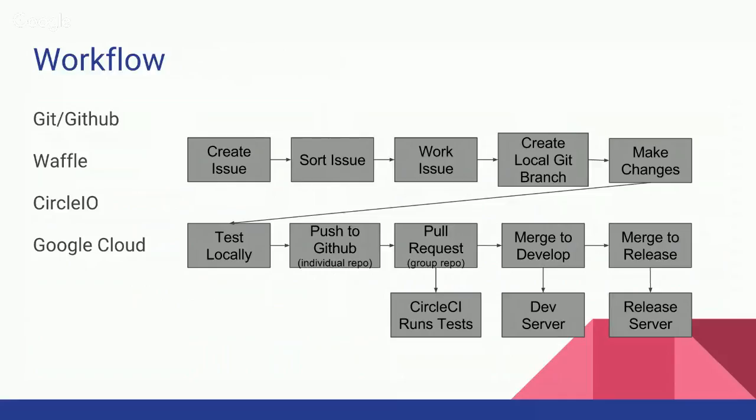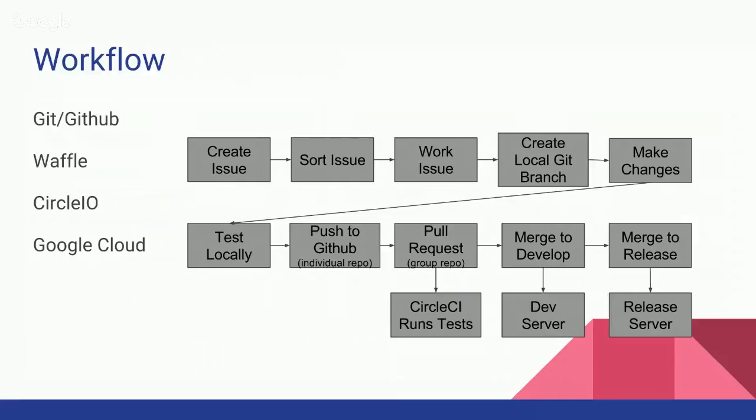And once a pull request was submitted, we had it go out to a service called Circle CI that ran automated tests against it. The merge manager would then merge that into our development branch, which would use GitHub webhooks to go down to the development server. At the end of each sprint, we would merge to our release branch, and that would also use webhooks to automatically push the code onto the release server.